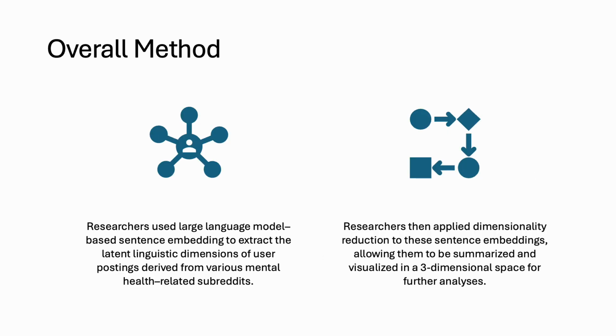The overall method: the researchers used sentence embedding to extract latent linguistic dimensions of user postings from the different subreddits. So basically, they had a lot of dimensions when this information was extracted. This was a concept that was a little hard for me to understand at first, especially as I was first reading through the paper, just because it's impossible to see anything higher than 3 dimensions. However, the researchers then applied dimensionality reduction to these sentence embeddings, which allowed them to be summarized and visualized in a 3 dimensional space.